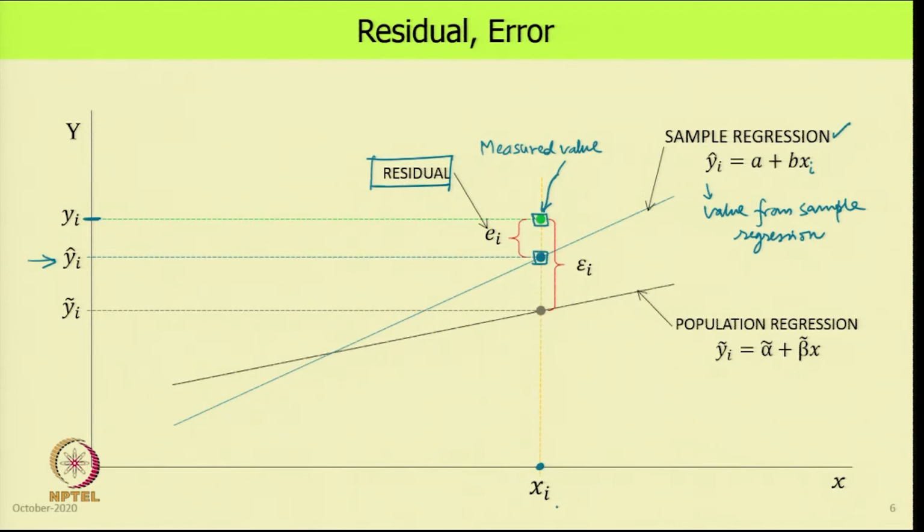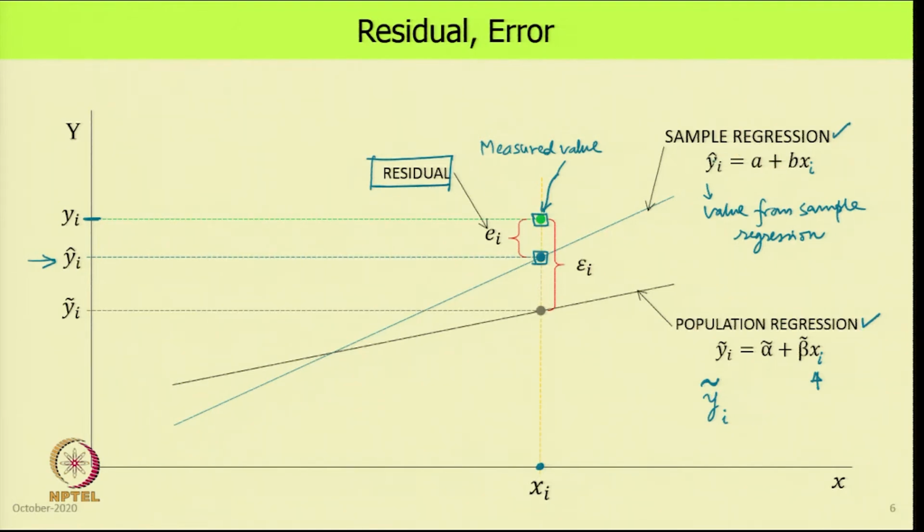The next thing that we have on this curve is yet another line, which is our population regression, which means that if we had infinite number of y data points for every x I, and using that we develop our correlation, then we would get this expression y I tilde is equal to alpha tilde plus beta tilde x I. That means, we are putting in a value of x I, and the number that comes out, we are denoting it by y I tilde. The tilde denotes that this is from the population regression.